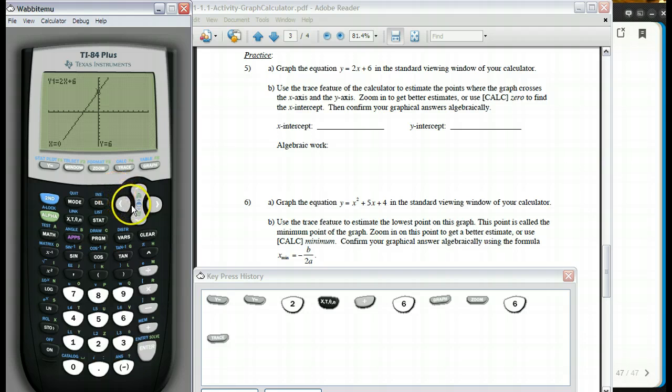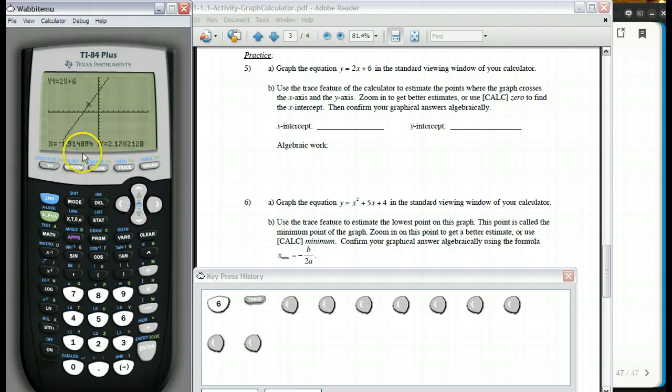When we're tracing, you can use your left and right buttons to move along the graph. It always gives you at the bottom ordered pairs which satisfy the equation, points that are on the graph. If I move left to get as close as I can to the x-intercept, notice that at the x-intercept y needs to be 0, so try to get y as close to 0 as you can. That's too far away. That's close, and then we're further away again. That's about as close as we're going to get. Our calculator is only able to approximate that point.